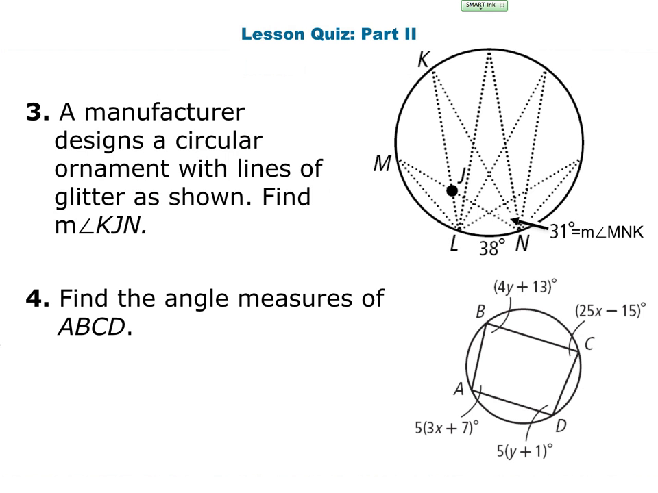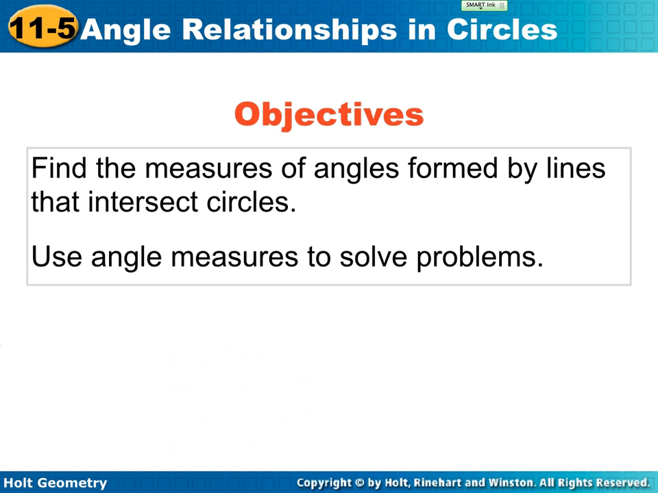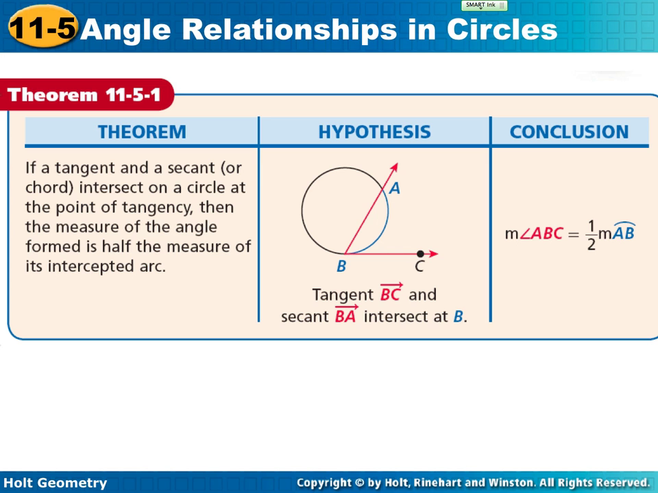Okay, there's a little check of understanding. Let's go to the next type. I'm going to skip those. Okay, in 11.5, I said there were 4 types. We've accomplished 2 of them. We don't have as many examples on these last ones.